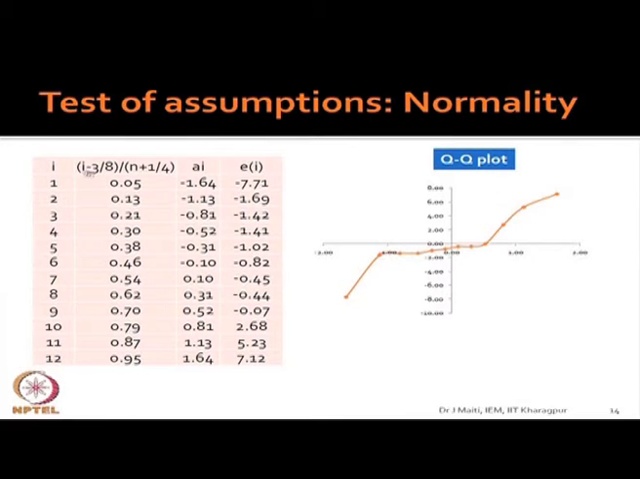Here, for all i's you are getting these probability values, then you are calculating the corresponding z value. Then you are plotting this z value, what we are saying here ai values, with ei values. Earlier you plotted probability versus the residuals. Here ai is the ordered ai, and this is the ordered ei. Then you must get a straight line which will pass through the origin.